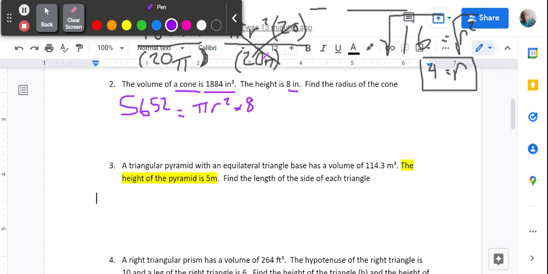All right, so now this kind of looks like the previous problem a little bit. So now we have to divide by 8 pi. Okay. So we'll divide by 8 pi. And for that, I got r squared equals 2.5. 2.5? Yes, sir. That's going to be a little higher than that.